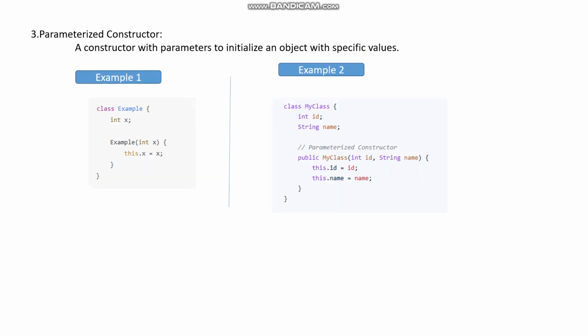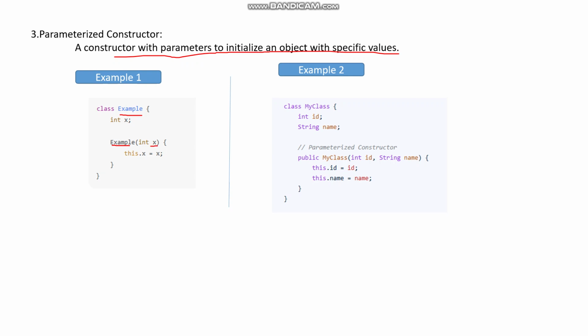Let's come to the third type. The third one is the parameterized constructor. Here the parameterized constructor is a constructor which has parameters to initialize with specific values. Whenever the constructor has parameters, it will initialize the object with the specific values. Now see this example, class Example. Here the constructor name is Example only. Why? Because the class name is Example. Constructor Example, int x. Here x is a local variable.